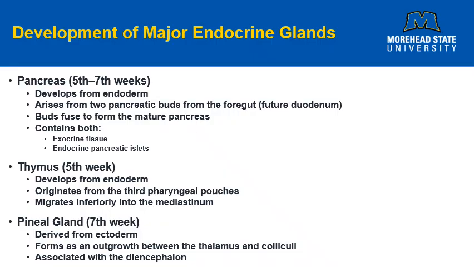After the thymus, the pineal gland starts to form. That's in the 7th week, and it's derived from ectoderm. It forms as an outgrowth between the thalamus and the colliculi, and it's associated with the diencephalon.